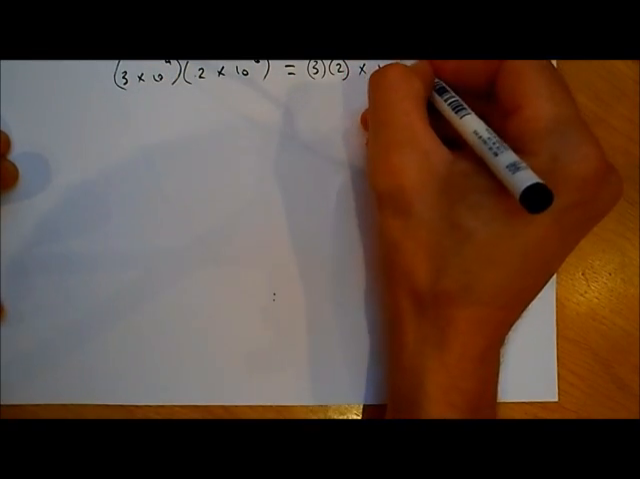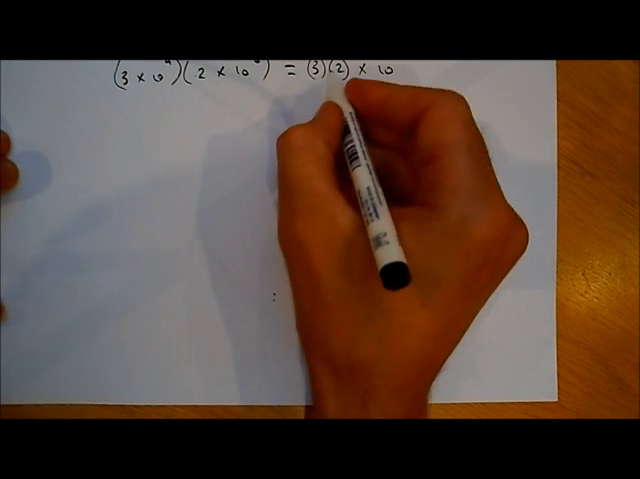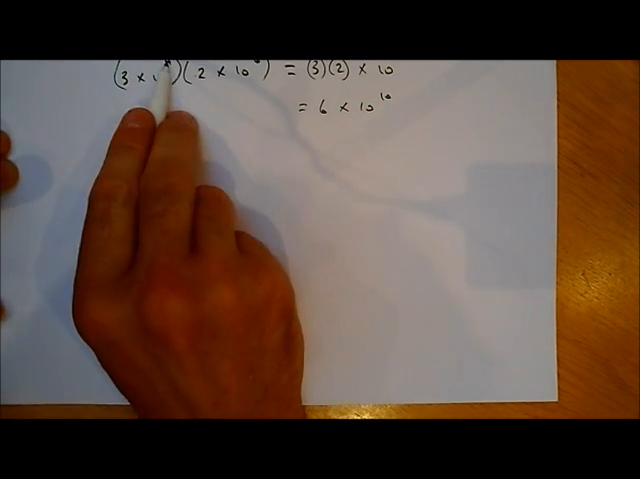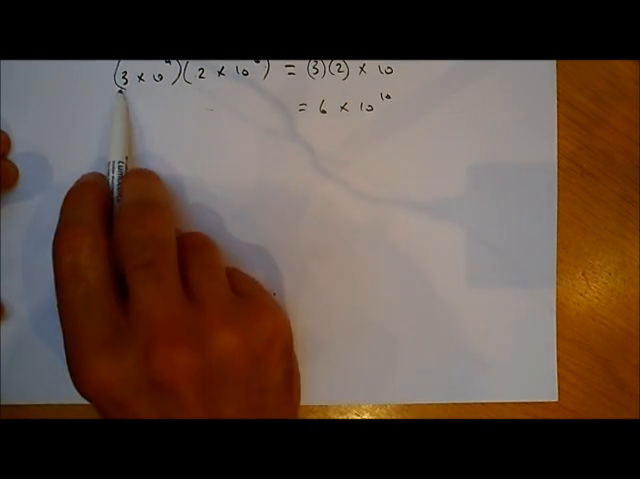So 6 and 4 is 10. So we have that. And then 3 by 2 is 6, so that's really 6 by 10 to the power of 10. So we add the n part, 6 and 4 is 10, and we multiply the a part, 3 by 2. Let's have a look at another one.